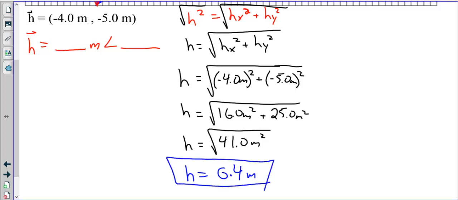Your hypotenuse, in other words, your resultant vector, as this is called, will always be a positive value. This should never be a negative number. It's always going to be a positive number. So that's just the magnitude. So over here, I would write that down. That goes into this portion. So this will be my 6.4 meters. I've already got meters written down, so I'll just add 6.4. And now I need to find the angle.